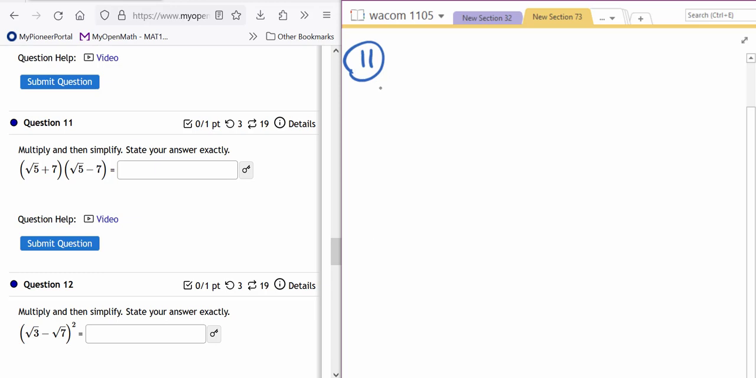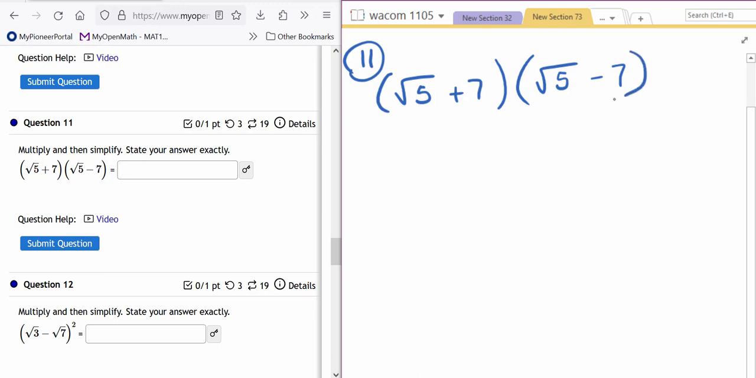So next we have 11. Square root of 5 plus 7 times square root of 5 minus 7. Multiplying binomials. You might remember the term conjugates. These are conjugates, like pieces with the opposite signs in the middle, and something special happens on them. Let's go ahead and just do it as a FOIL, and we'll see what happens.